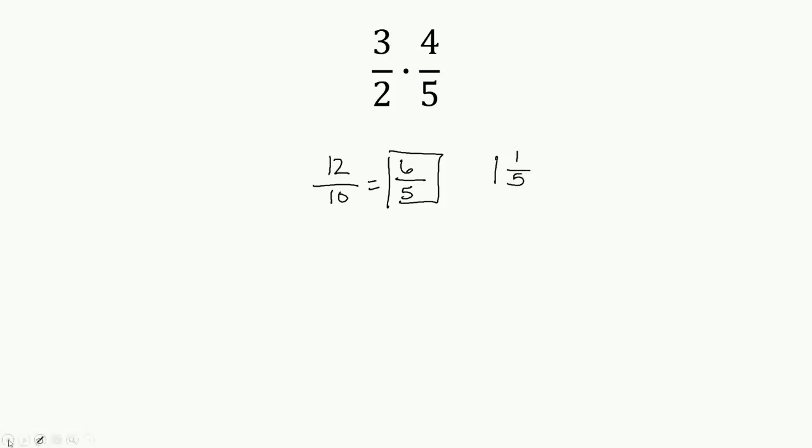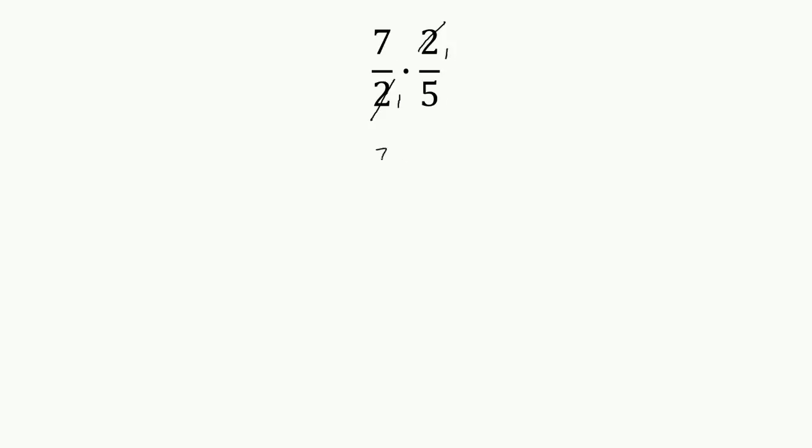Okay, let's look at one that does cancel. You can see here the 2's cancel to give us 1. So that's going to be the same as 7 over 1 times 1 over 5. And that's going to give us 7 over 5, and that's not going to reduce, so that'll be our answer.